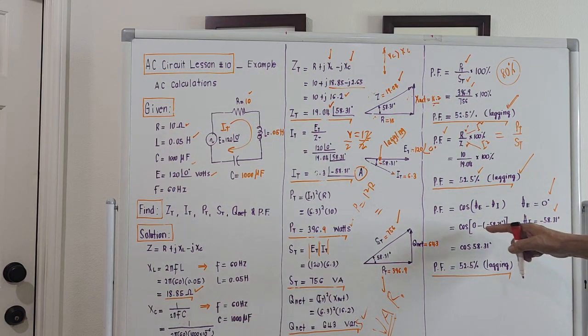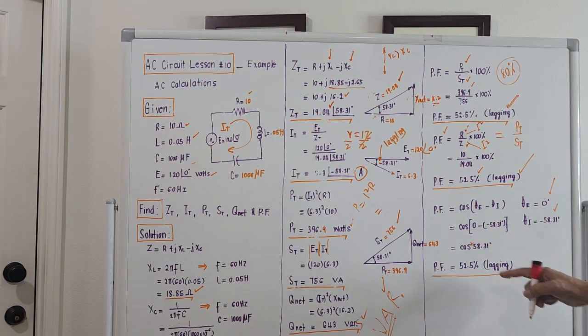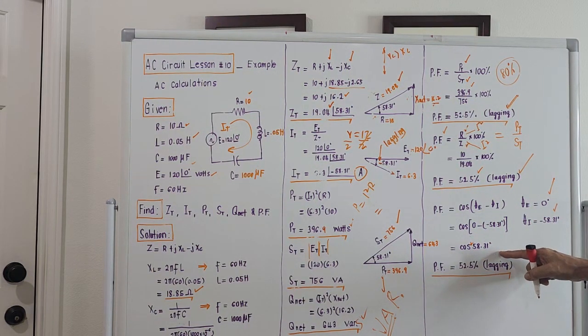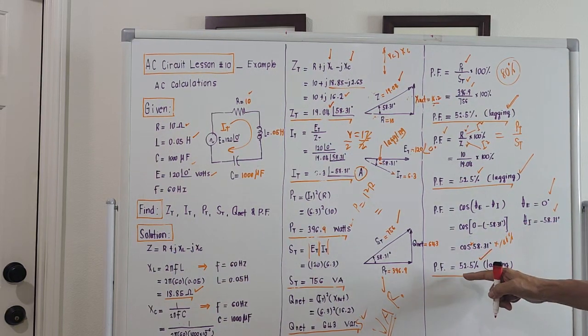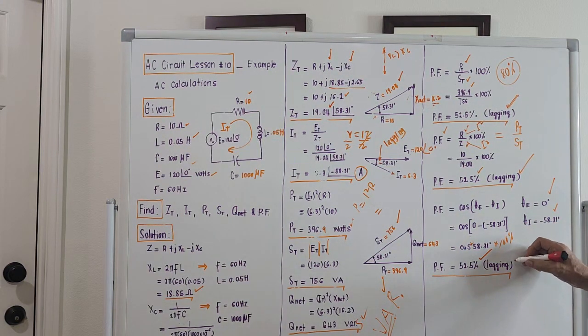A minus, this will now be plus, right? So cosine of 58.31 degrees is still 52.5. Of course, this is multiplied by 100%. Right? 52.5%, this will still be lagging.